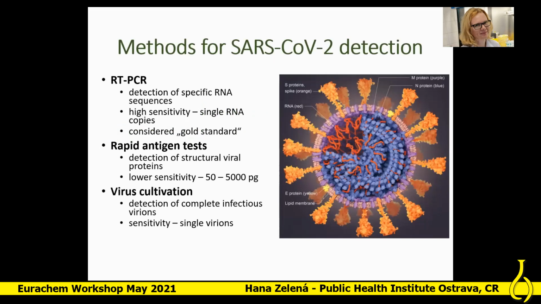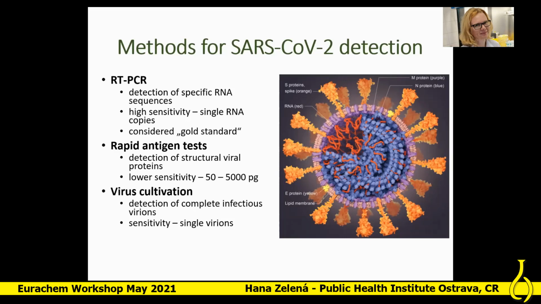You can see on this slide the most commonly used diagnostic methods for detection of SARS-CoV-2 infection. The most common and most widely used is definitely the RT-PCR method, which is highly specific. It's a relatively rapid method. And the question is, what do these respective methods in fact detect? What's the target of the detection of these methods?